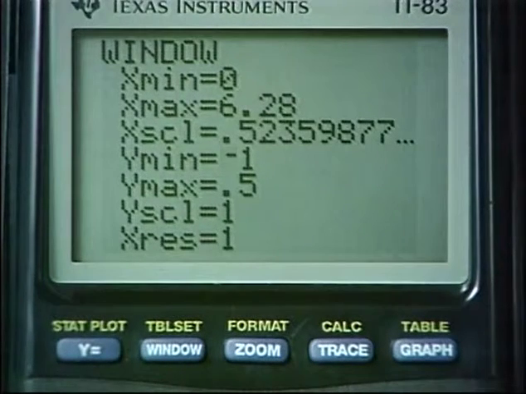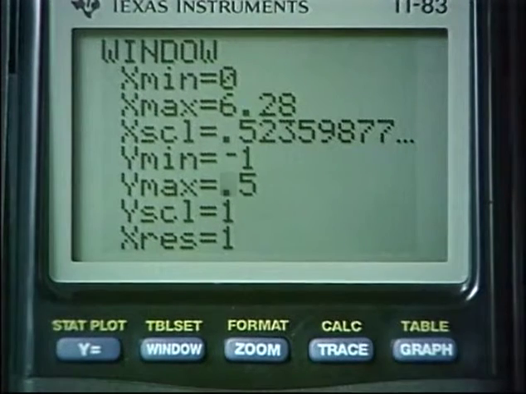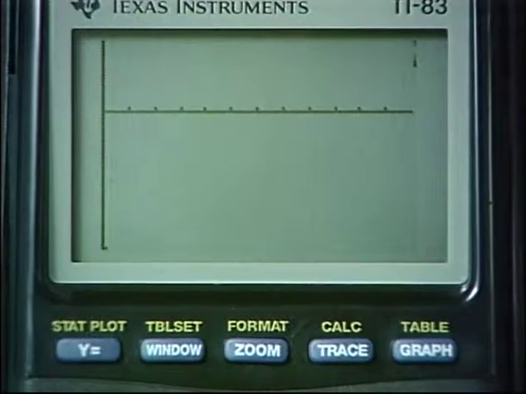Now look at what happens. As soon as I cursor down to the next line, it will convert this into a decimal. Notice the y minimum is at -1 and the y max is at 0.5. All right, here's our graph. Now remember, this is an interval of 0 to 2 pi.